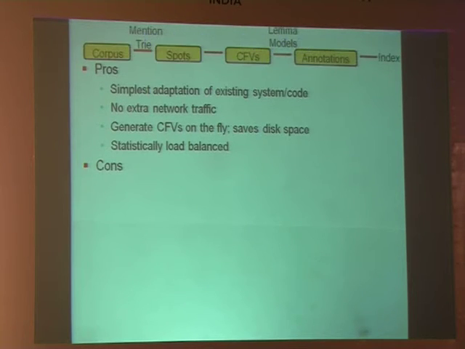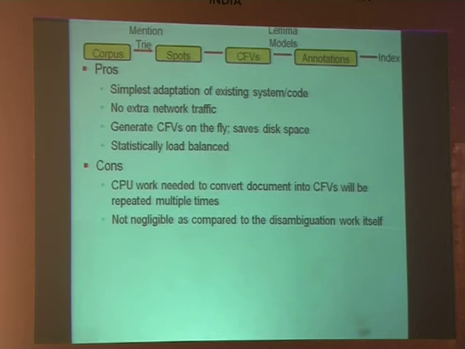What are the cons? The CPU work needed to convert documents into feature vectors will be repeated multiple times. So basically the loading up of models is happening over here, so the CPU work for this section will be repeated multiple times. And as it turns out, this work is not negligible compared to the disambiguation work itself. So this segment will be repeated multiple times.